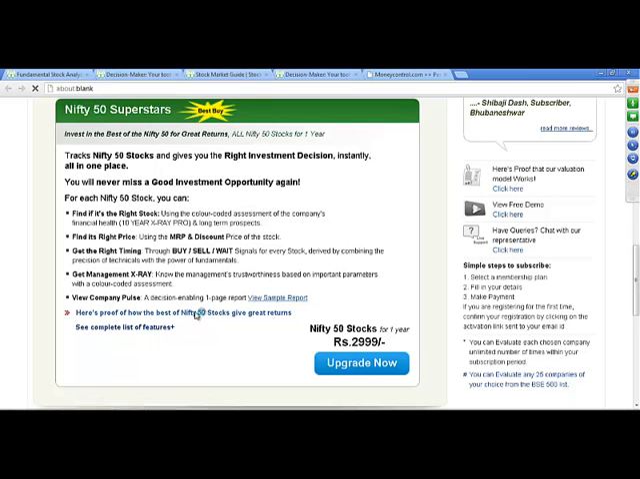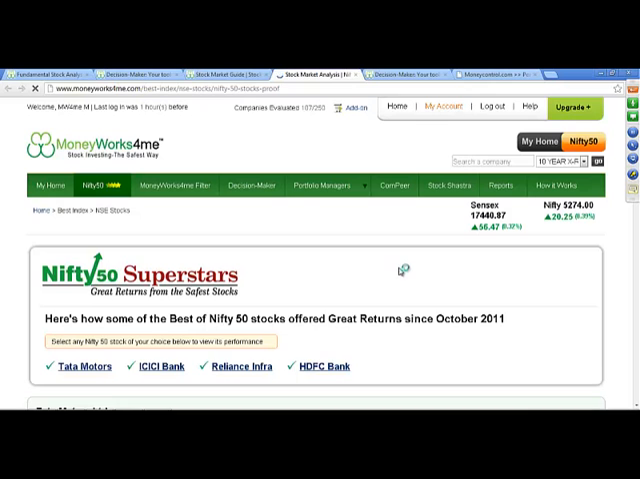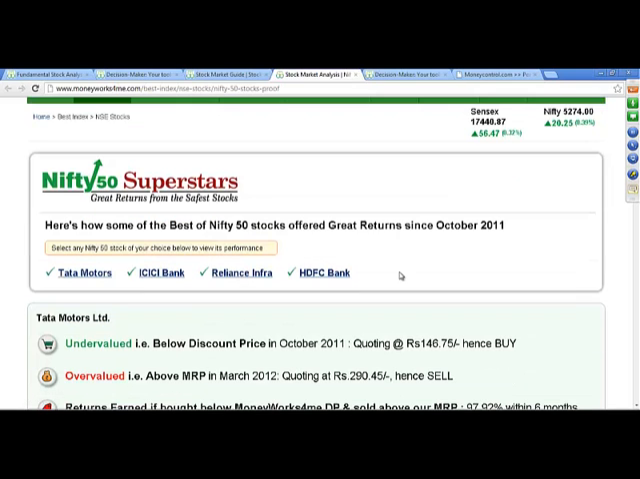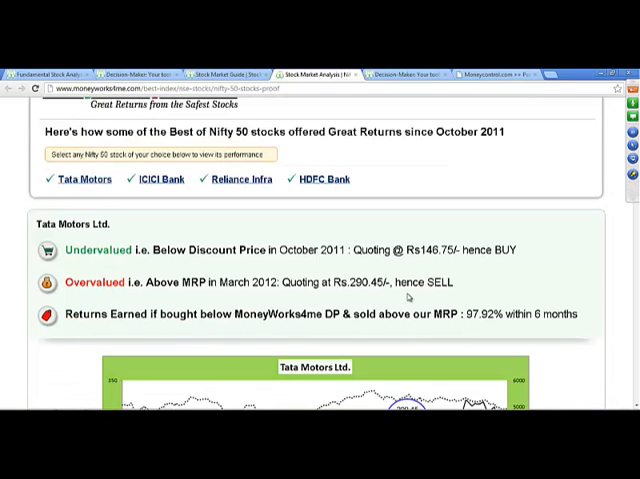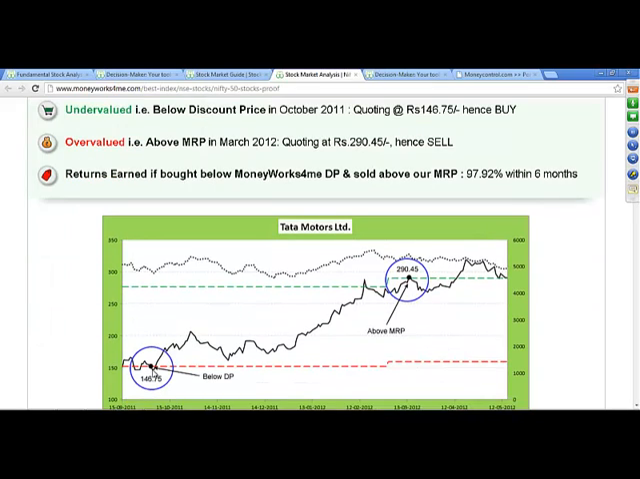Just to tell you how these Nifty 50 companies can give you good returns, here is some proof of how they have given you returns over the last year or so. If you see Tata Motors, the stock was at a below discount price. We talked about discount price. It was below discount price in October 2011, quoting at just 147 rupees, and in March 2012, a period of just 5 to 6 months, it crossed the MRP, which is 290 rupees. That gives you a return of 98% within 6 months.